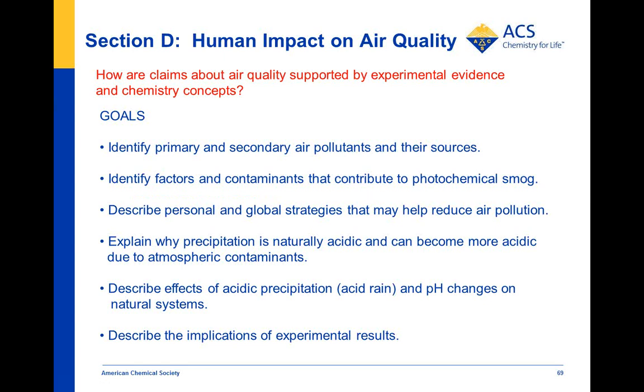Section D, we're talking about human impact on air quality, and the big ideas in terms of the theme of the unit are looking at experimental evidence and experimental results. So we're going to look at different types of pollutants. We're going to look at how we can reduce air pollution. Here is where we're going to start talking about acids and pH, and we'll look at acid precipitation, and then again we'll look at experimental results.